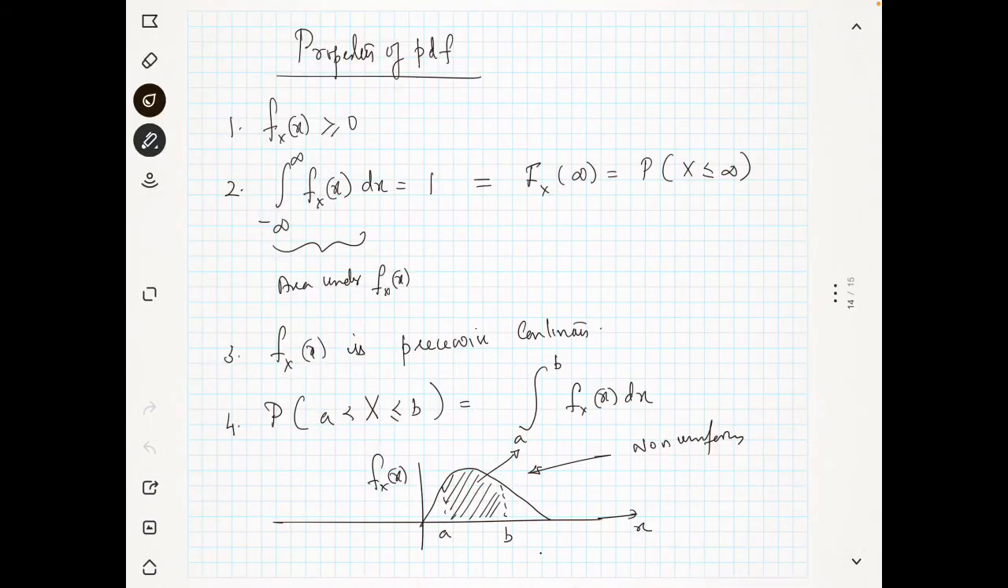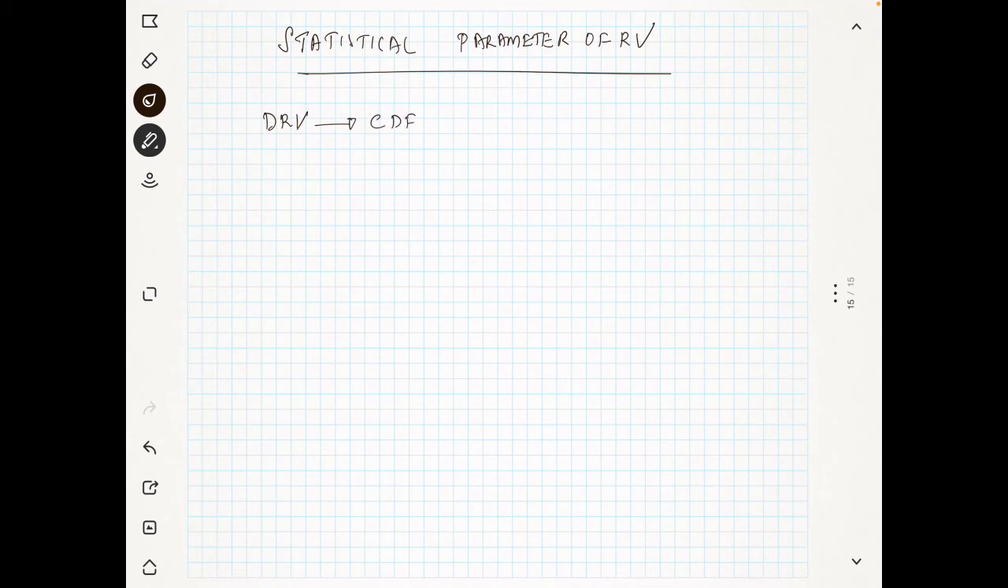Now we will see very important parameters. The mean of the random variable. That means I am going to discuss the statistical parameters of the random variable. Before that, for the discrete random variable, I told you we have the cumulative distribution function and the probability mass function, and I defined the mean. You remember, I defined the mean as the summation over all i of xi times p of xi. What is this? It is the probability mass function.